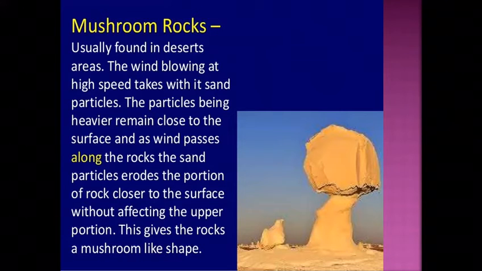Now next, we come to the desert area. Here, we usually find rocks which are in the shape of mushrooms. Therefore, they are known as mushroom rocks. These are formed because wind blowing at high speed takes sand particles with it. These particles are a bit heavier and remain closer to the surface, and as the wind passes along the rocks, these particles erode the lower portion of a rock. This gives the rocks a shape like a mushroom.